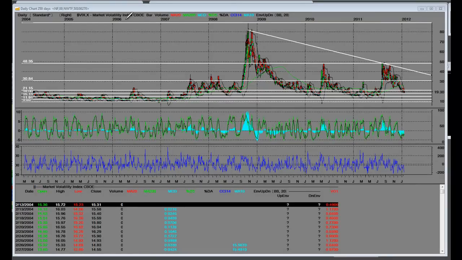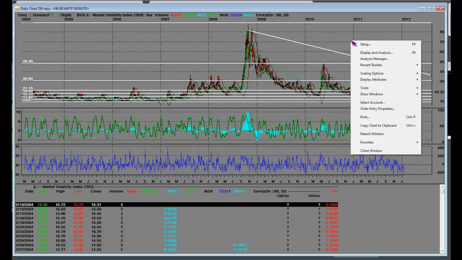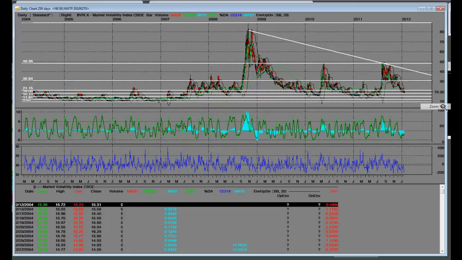VIX.X, Market Volatility Index, CBOE. We would like to point out to you that at the peak of the financial crisis, the fear factor was way up here. We had never seen that. Here was a 2011 high, so that was the fear of the European crisis. I will break this down for the MMTs live here and now.